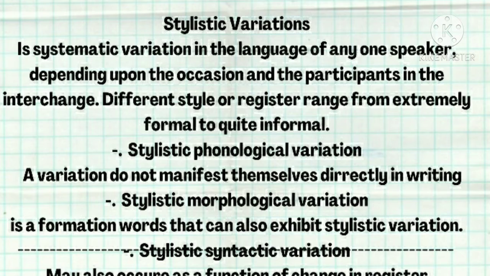And stylistic variation has three types. First, stylistic phonological variation. These are variations that do not manifest themselves directly in writing. Second, stylistic morphological variation. This is the formation of words that can also exhibit stylistic variation. And third is stylistic syntactic variation, which may also occur as a function of change in register.